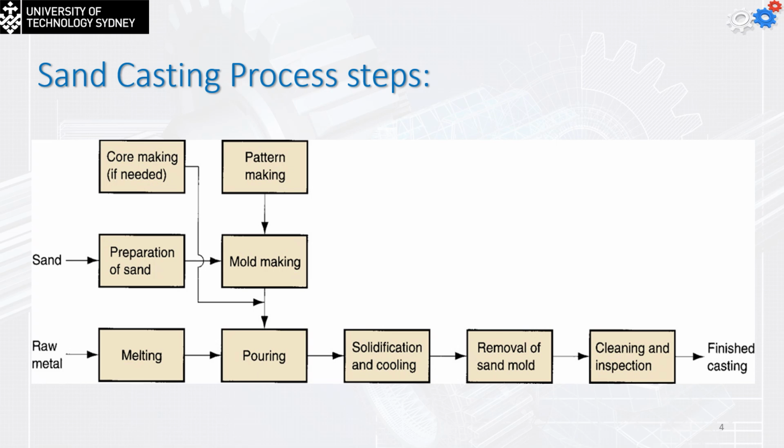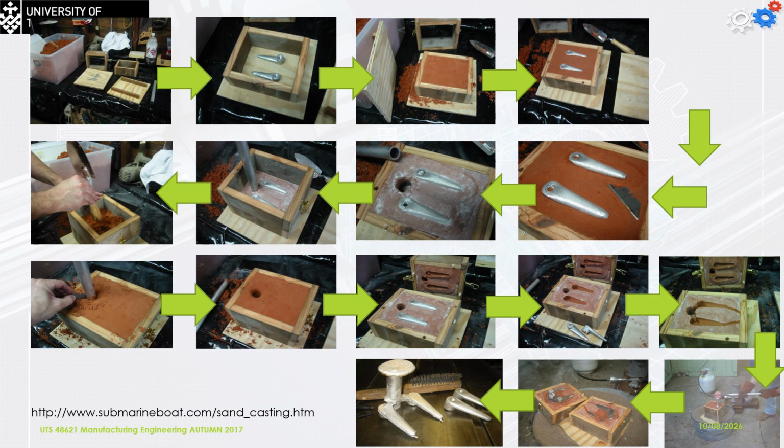Now let's have a look at the steps in photos. We prepare the sand, we prepare the box, and we have the pattern inside. So we put the pattern on a piece of wood, and we put the flask on. We fill it with sand and compact it. Then we flip it to the other side. Now we clean the surface, put some talc powder, and prepare the channel for the pour.